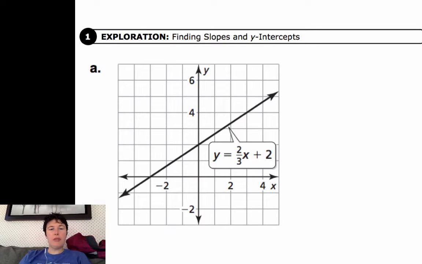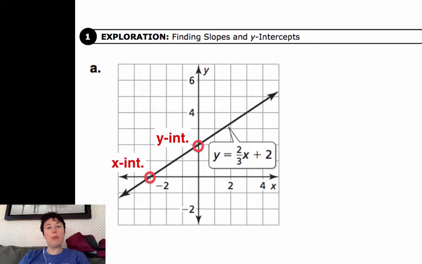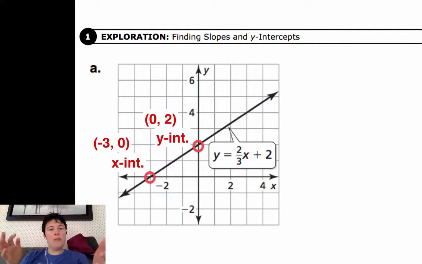So we're going to look at this first exploration, which has a graph already made for us. You can see the line right there. What we're going to do is study the slope of this line. To do this, I'm going to circle some key points, and I want you to do the same thing. I'm going to circle the y-intercept, which I see happens at 2, and I'm going to circle the x-intercept, which hits the x-axis at what looks like, I would say, -3. So I'm going to label those points. The y-intercept happens at (0, 2), and the x-intercept happens at (-3, 0).